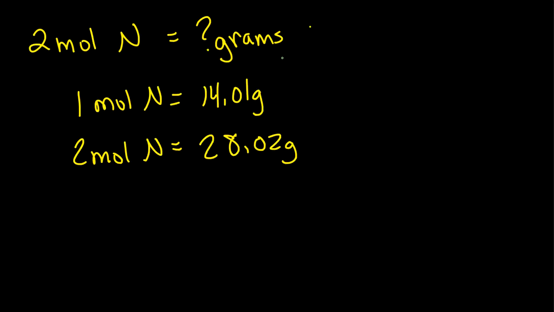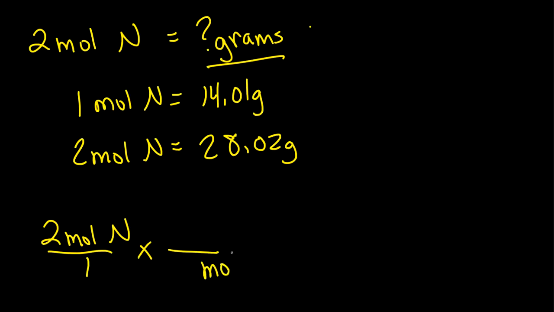The method you'll most commonly see to figure this out is dimensional analysis, which goes a little something like this. So if I got 2 moles of nitrogen and I want to figure out how many grams, I set up a proportion. I put the starting number over 1, and I'm going to multiply that by a proportion. Since I'm trying to change moles to grams, I need moles to cancel out. So I'm going to go ahead and put moles on bottom, and I want grams on top.